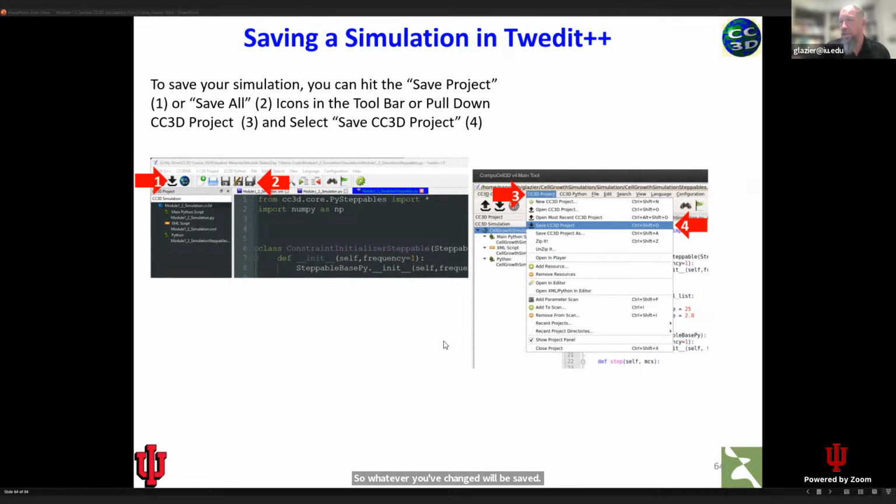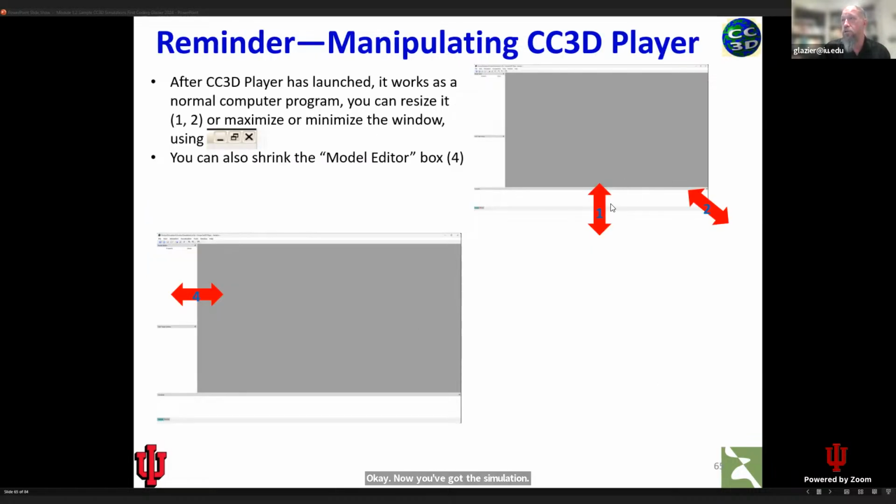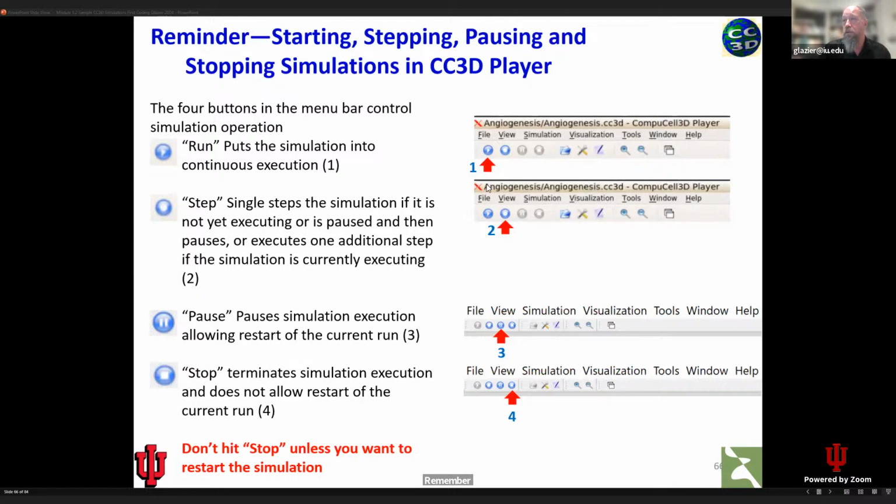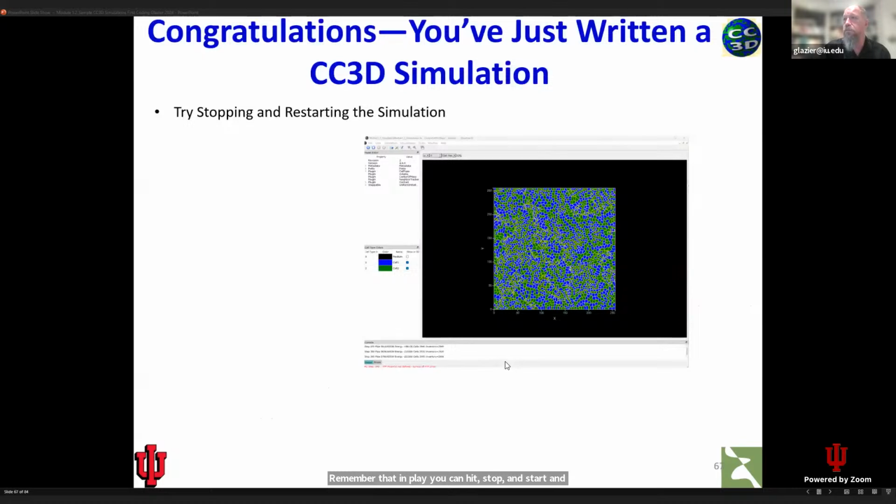There's actually a little bit of an indicator inside of Twedit that will tell you whether things are saved or not. I find it hard to see though, so I don't tend to use it. Other people will explain that to you. Remember, when you use player, you can resize it and so on. Remember that in player, you can hit stop and start and step, as we did before.